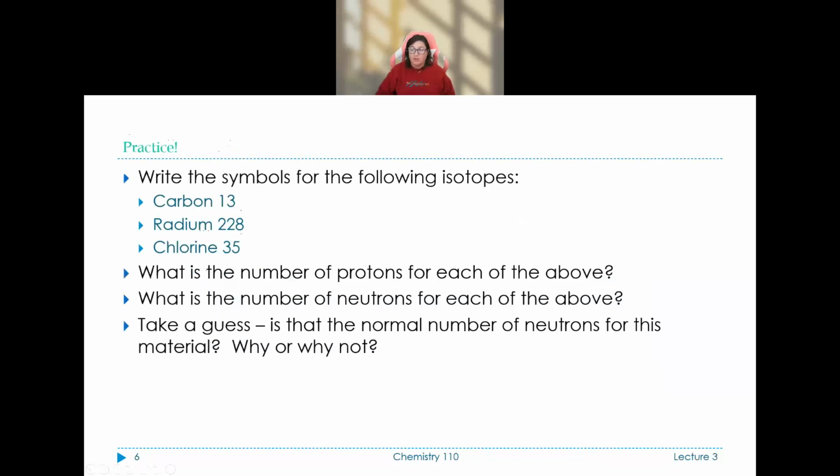Write the symbols for the following isotopes. Carbon 13. Let's see if we can annotate this again. We just saw carbon 13, so it's a carbon. We know that its number is 6, and 13.